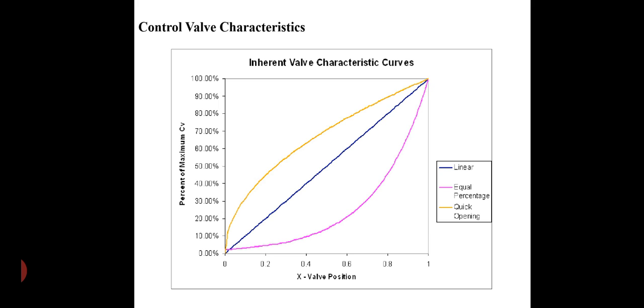So inherent flow characteristic basically refers to the characteristic observed with a constant pressure drop across the valve. Installed valve flow characteristic means the one obtained in a service where the pressure drop varies with the flow and other changes in the system.